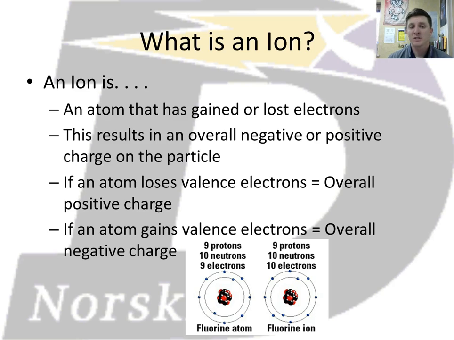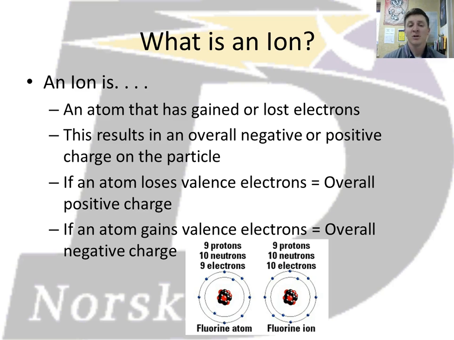An ion is basically this. It's an atom that has gained or lost electrons. It's a charged atom. And this results in an overall negative or positively charged particle, depending on what happens to the atom. Did it gain electrons or lose electrons? This will determine the overall charge of the atom.